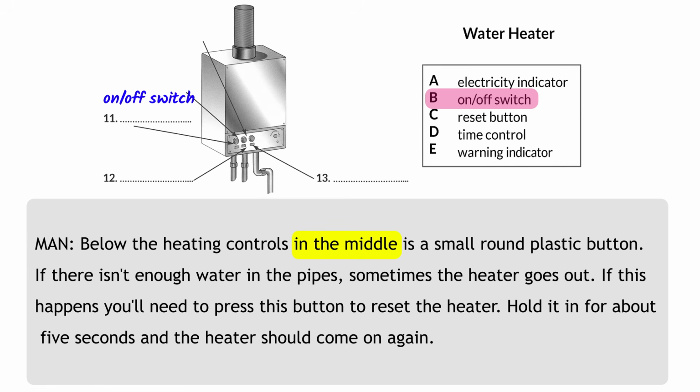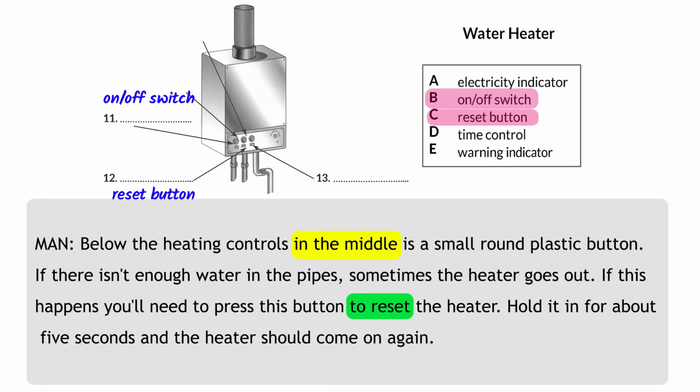If there isn't enough water in the pipes, sometimes the heater goes out. If this happens, you will need to press this button to reset the heater. So we understand that question number 12 is about resetting. So reset button C is the correct answer. Hold it in for about 5 seconds and the heater should come on again.